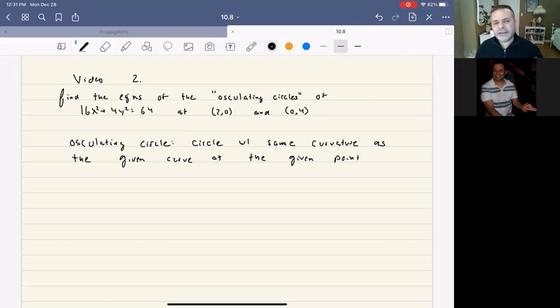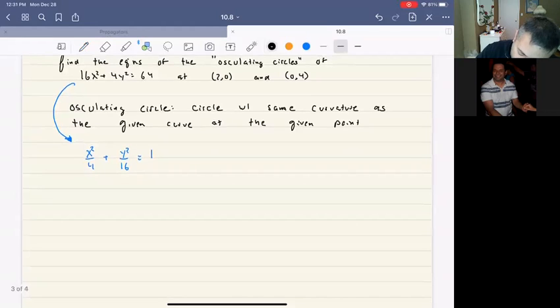Okay, so let's go ahead and take a look at this specific case of what we're doing, because that's what we're doing, right? In this case, we have 16x squared plus 4y squared equals 64. I'm going to divide everything by 64 to have it in the right form. So it's going to be x squared over 4 plus y squared over 16 equals 1. So that's our ellipse.